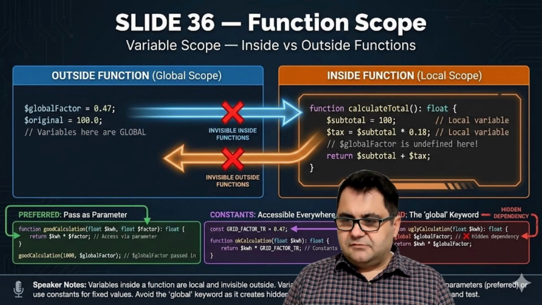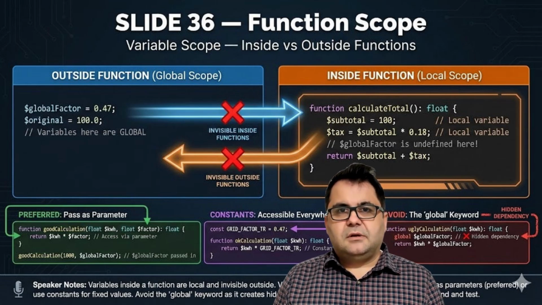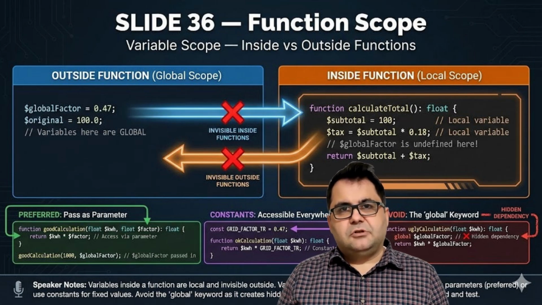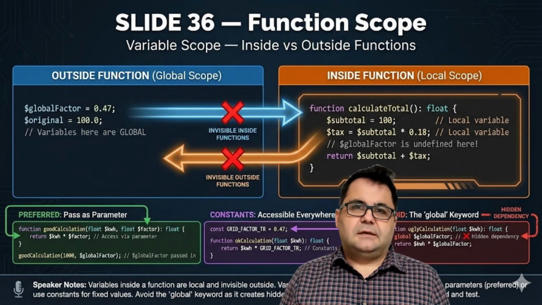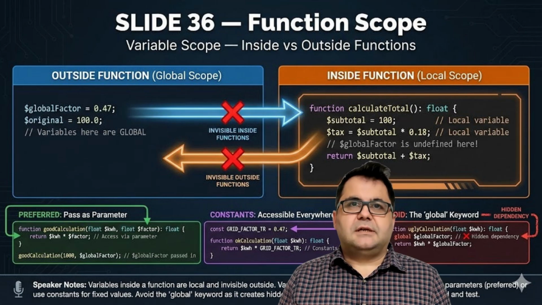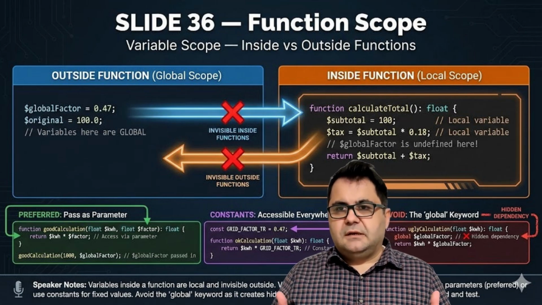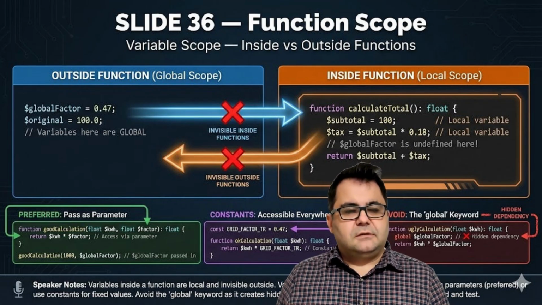Variable scope is a critical concept. Variables created inside a function exist only inside that function. They're local. Variables created outside a function are invisible inside. PHP functions don't automatically see outer variables. This is actually a good thing. It prevents functions from accidentally modifying external data. If a function needs external data, pass it as a parameter. This makes the dependency explicit.